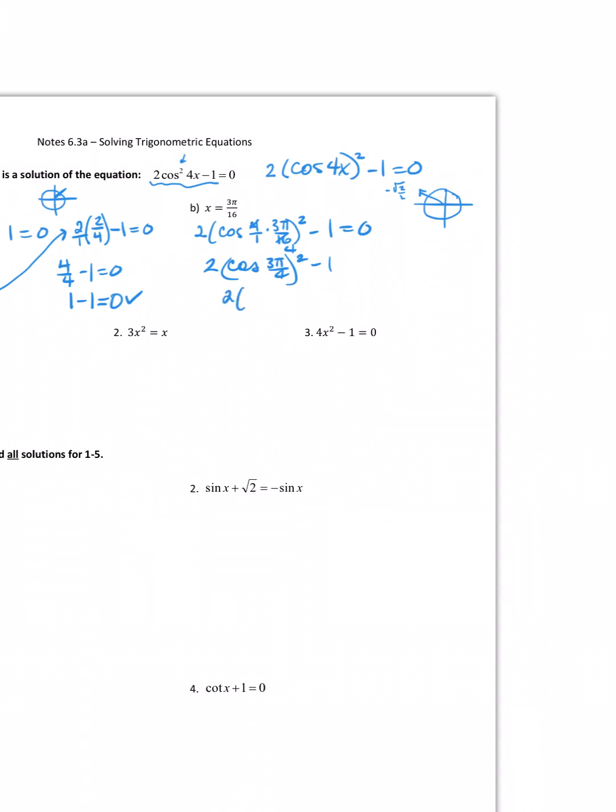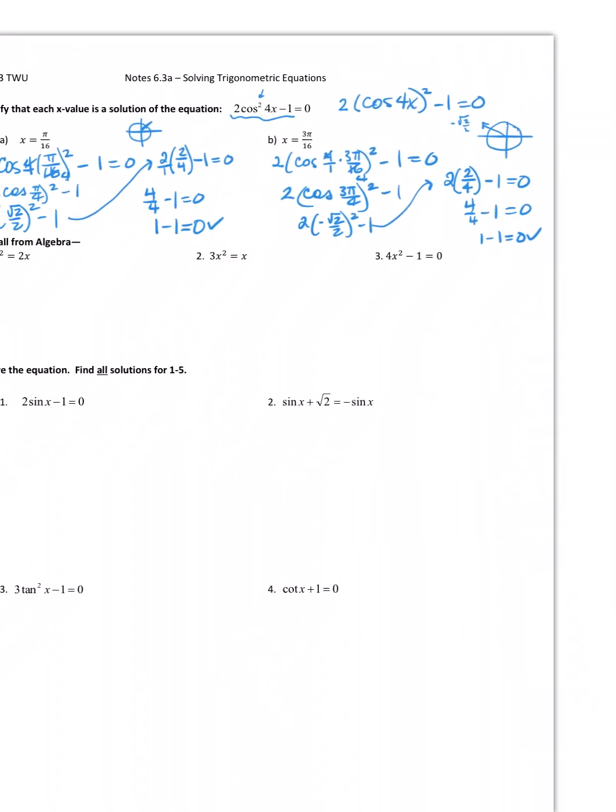So 2 times negative square root of 2 over 2, squared, minus 1. Scooch it over here, and then 2. When I square a negative, it becomes positive. Squaring the square root, it just becomes 2 over 4. Looks familiar, doesn't it? Minus 1. That'll be 4 over 4 minus 1, which is 0. So we verified that those are indeed solutions.